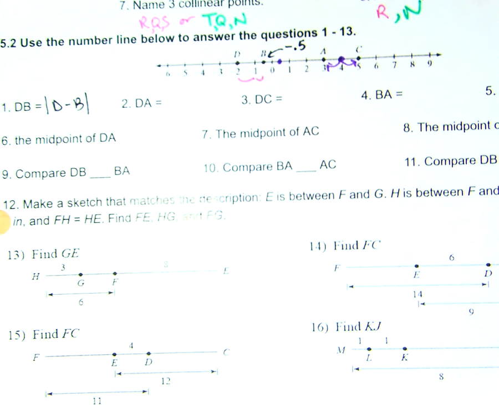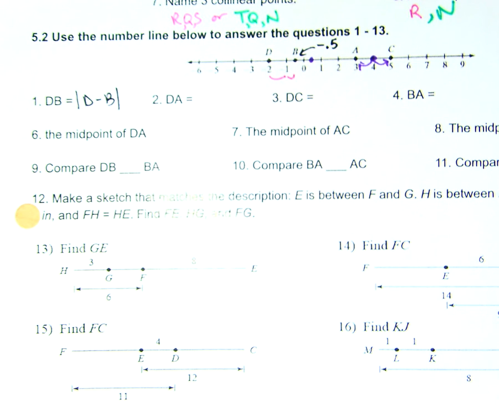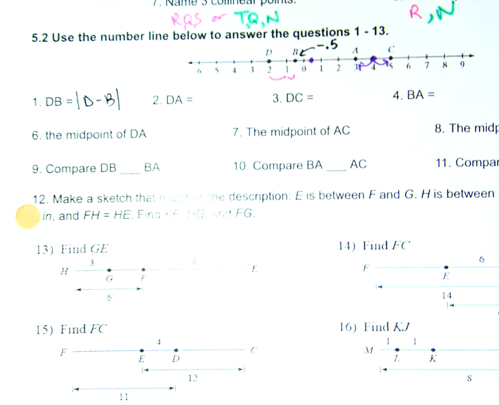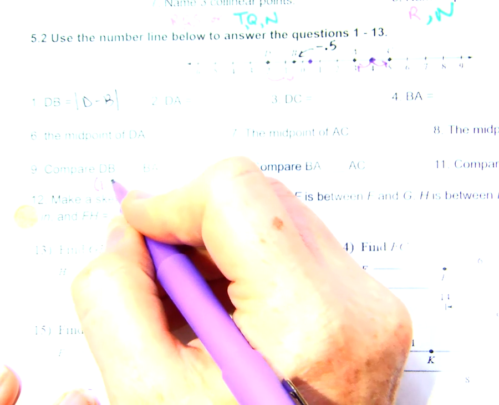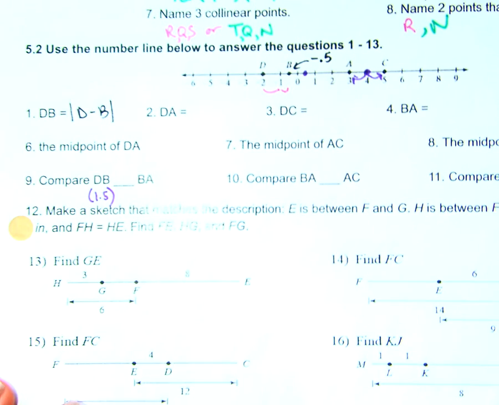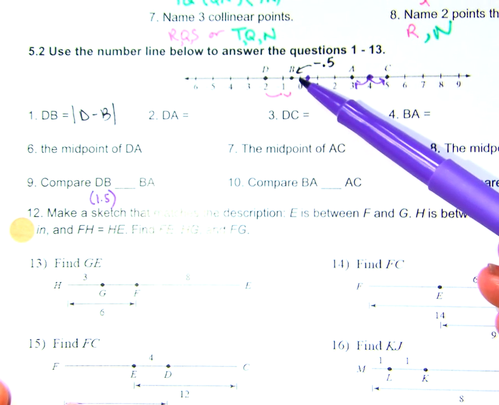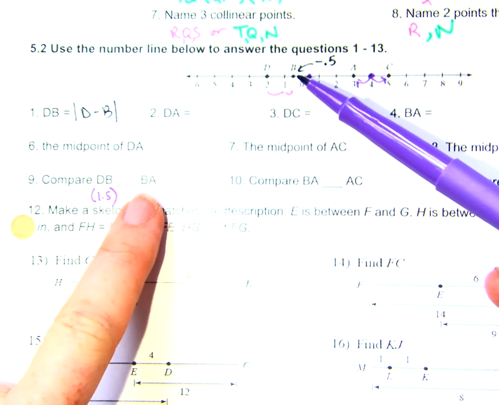Questions 9, 10, and 11, you're comparing. So by compare, that means you're going to use a less than symbol, a greater than symbol, or an equal to symbol. So I would just find the length of DB, find the length of BA, and then decide less than, greater than, or equal to, right? So we actually already did DB, and we decided that that DB length was 1.5. And we haven't done BA, but we can probably come over here and count it, right? So it's a half. We're going B to A.